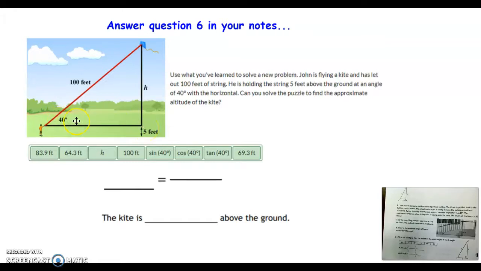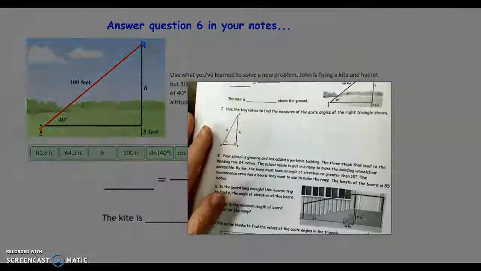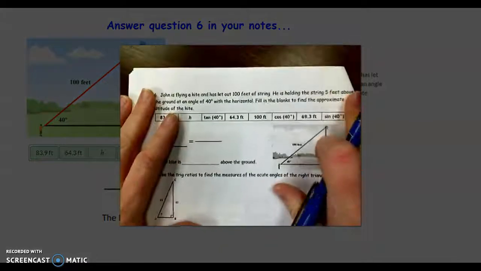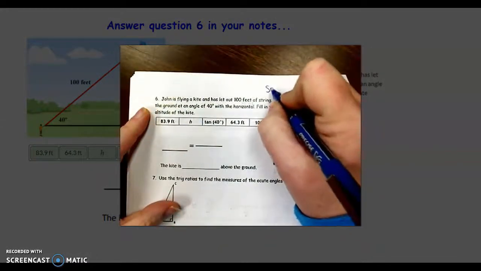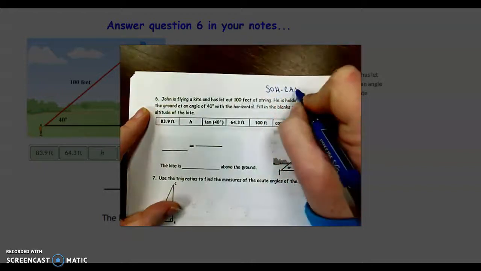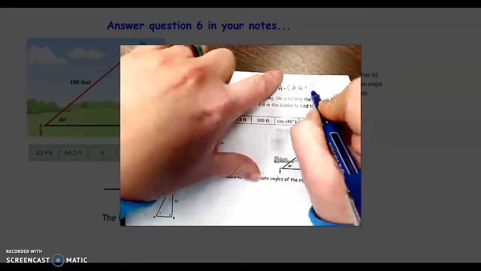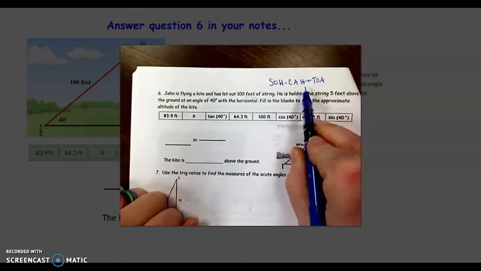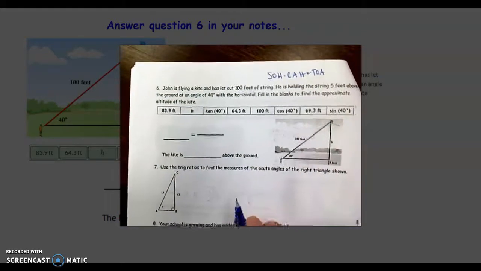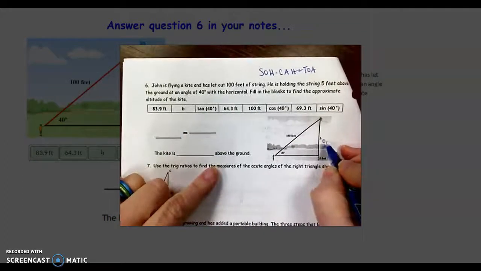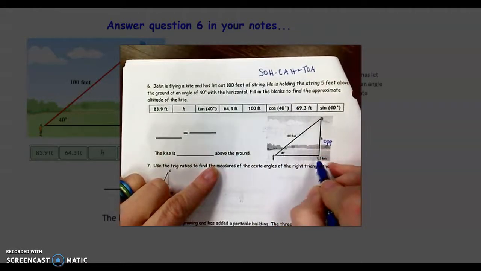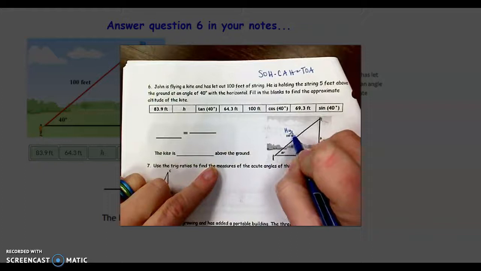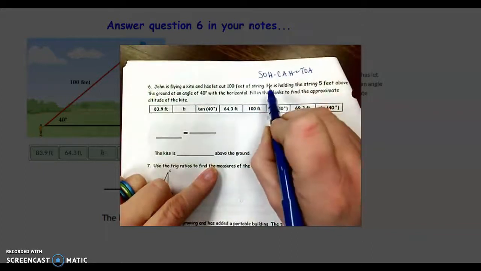So which one of our trig functions uses opposite and hypotenuse? Again, we kind of flip the page on our notes here. You might want to rewrite that acronym that is really helpful to memorize, which is SOHCAHTOA. That helps you remember that sine is opposite over hypotenuse. Cosine is adjacent over hypotenuse, and tangent is opposite over adjacent. So our height is the opposite side to our given angle. The 100 feet is the hypotenuse, so opposite and hypotenuse are using sine.